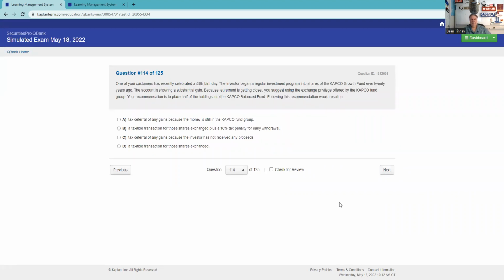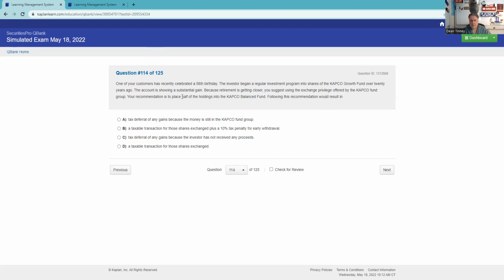One of your customers has recently celebrated a 58th birthday. The customer began a regular investment program into the shares of the Capco Growth Fund. I think this sounds like dollar cost averaging. The account is showing a substantial gain. Because retirement is getting closer, you suggest she use the exchange privilege offered by the Capco Fund Group. Your recommendation is to place half the holdings in the balance fund. Following this recommendation, you should know that when you go from Fund A to Fund B, it's going to be a taxable event. Now, she recently celebrated her 58th birthday, so that's important.